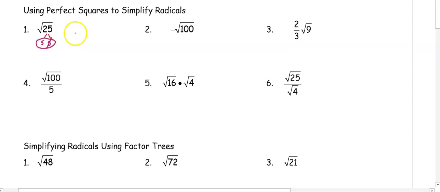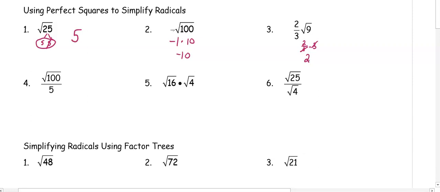That gives us a pair where we cross one out. There's nothing left over, so we would just be left with 5. There's no root when we have a perfect square. In number 2, the square root of 100 is 10, but there's a negative out front, so we have negative 1 times 10, which would be negative 10. Number 3, 2/3 times the square root of 9. Well, the square root of 9 is 3, so we have 2/3 times 3. The threes are going to cancel each other out, and we're left with 2.